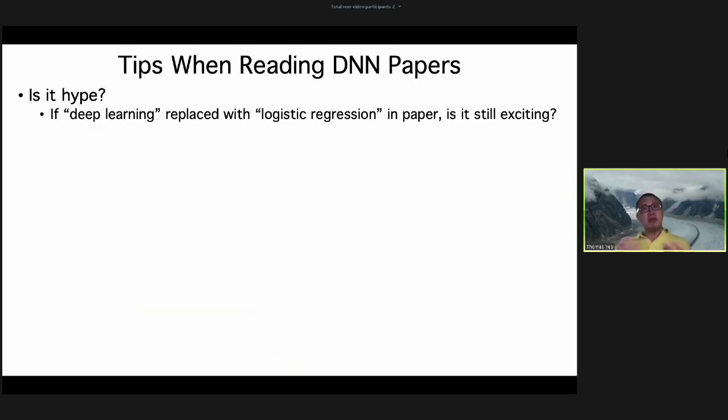First, if we replace deep learning with logistic regression in the paper, is the paper still interesting? For example, would the earthquake paper be published in Nature if they use logistic regression and achieve the same prediction performance? Probably not. Deep learning is a very big umbrella term comprising many different architectures and algorithms. When I read a paper, I like to think about why does this paper use this particular deep neural network? Do the inductive biases of the deep neural network fit the problem the authors are trying to solve?